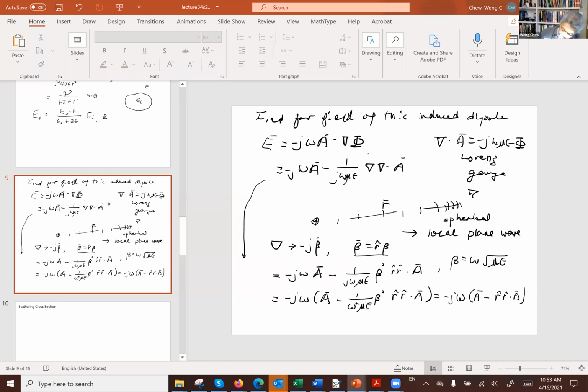Okay, but what is r hat dot A? What happens is that r hat dot A, if A is expressed in terms of the spherical coordinate system, will consist of an r component, a theta component, and a phi component.